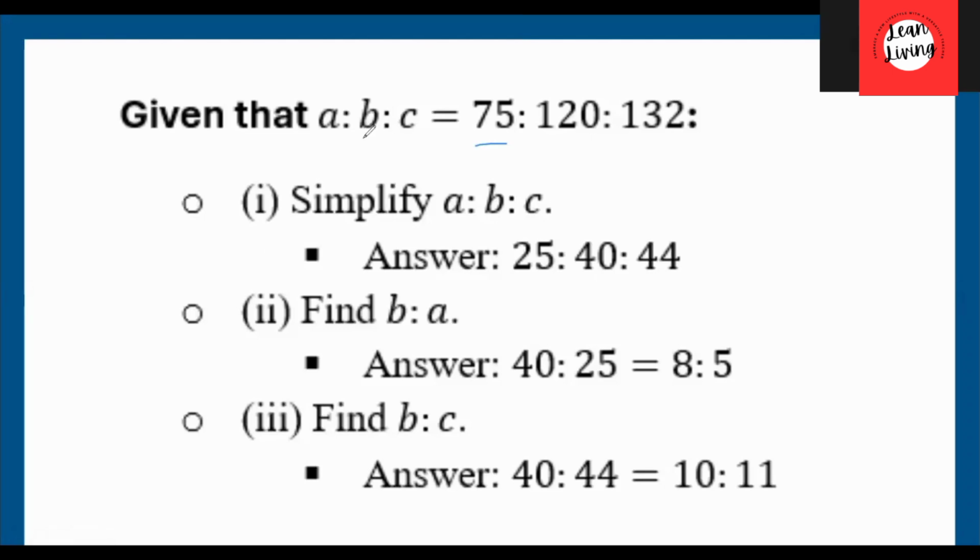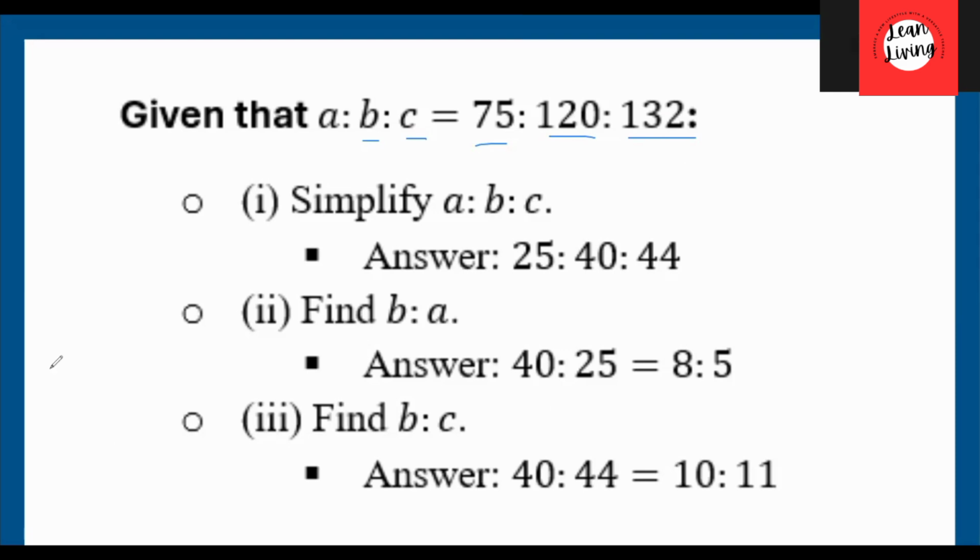75. This B is your 120 and the C is your what? 132. Okay, so when they say A is to B is to C, you have to simplify all three of them with the same table. When they say A ratio B is 75 to 120 and B ratio C was 120 ratio 132, you have to simplify it further with the same table and get the answer.